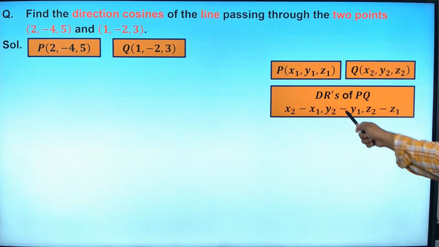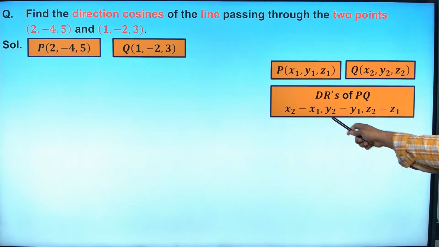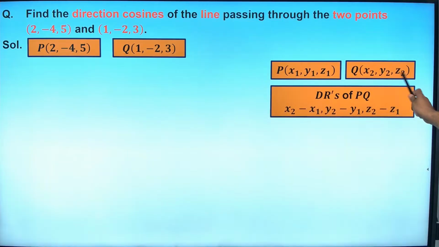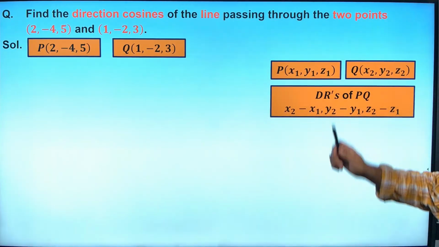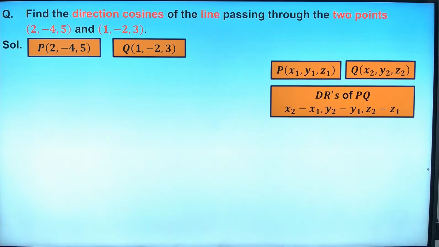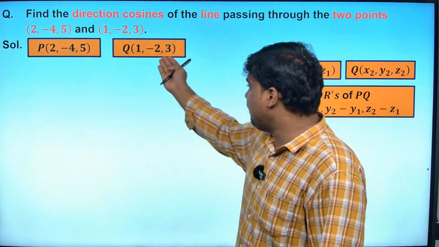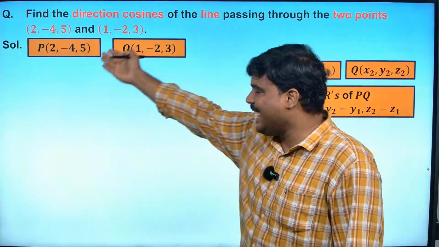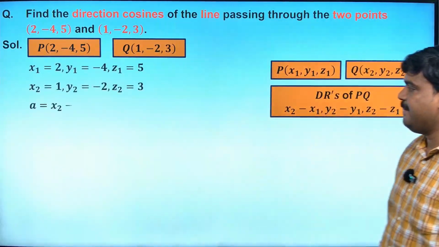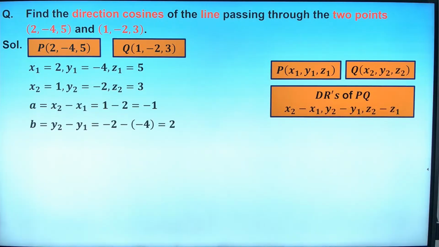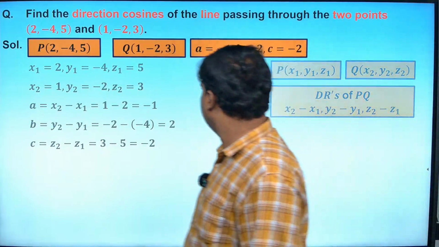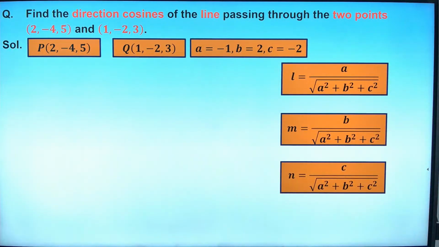So what you do, direction ratio of PQ is going to be x2 minus x1, y2 minus y1, z2 minus z1. So find it. Did you find the direction ratio? What is ABC? Tell me, what is A? -1. What is B? 2. What is C? -2. So I found ABC. You know ABC. Just now you found how to find the direction cosine from ABC. Yes, find it. Come on, quickly.